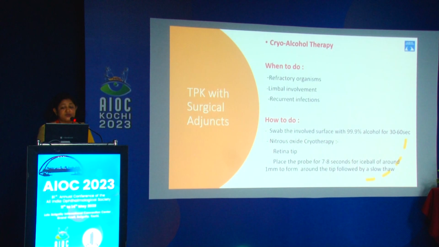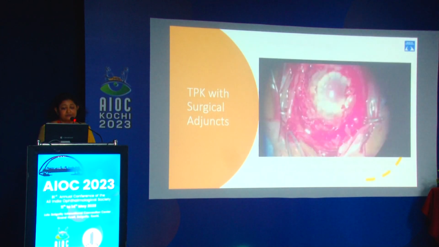Here we swab the involved surface with a 99.9% alcohol for 30 to 60 seconds and use the nitrous oxide cryotherapy, the same that our VR colleagues are using. It is a Rittel tip that we use. We place the probe for around 7 to 8 seconds for an ice ball of around 1 millimeter to form around the tip, followed by a slow thaw.